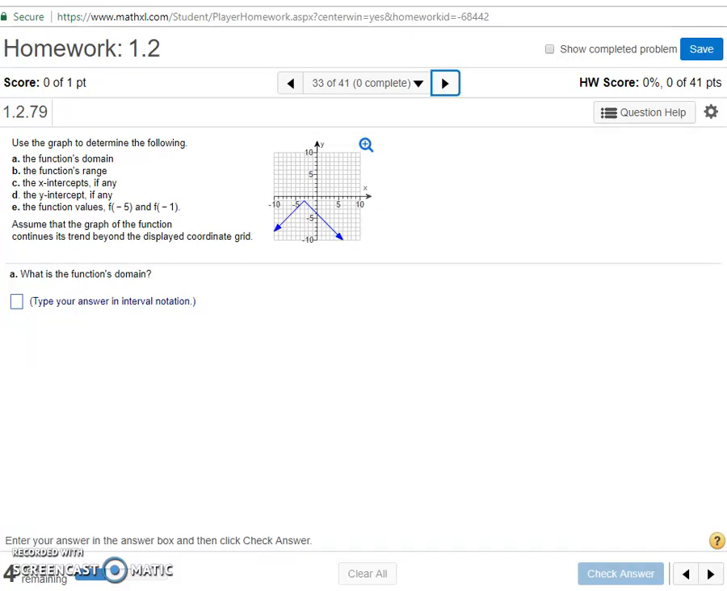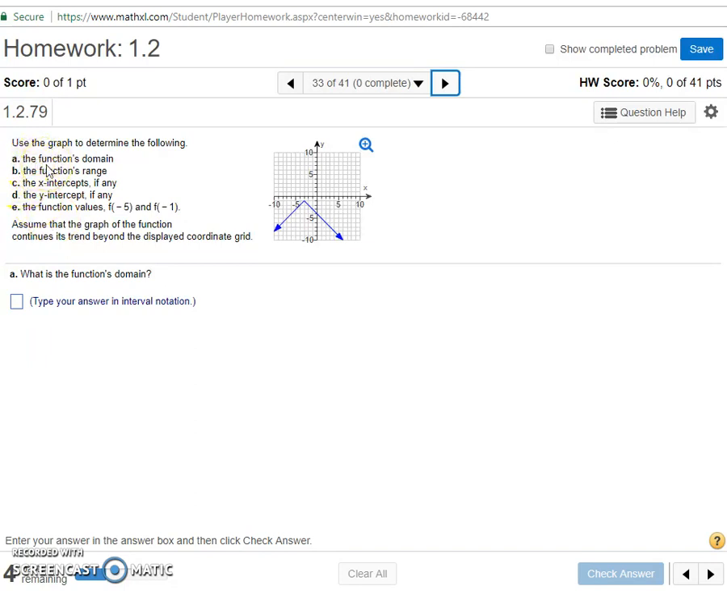Hello guys, I just wanted to do a quick video to show you an example from my math lab. This is in homework 1.2. This is my number 33, but everybody's homeworks might be different, so your graph might look a little different on your number 33. So this question's asking for multiple pieces, so we're just going to go through each one.